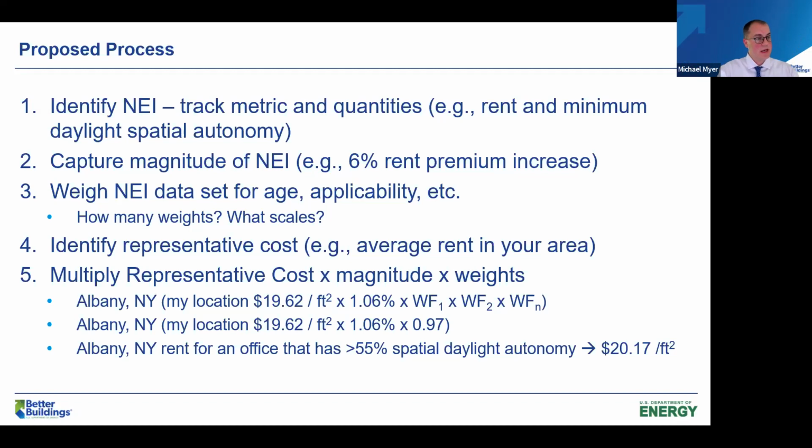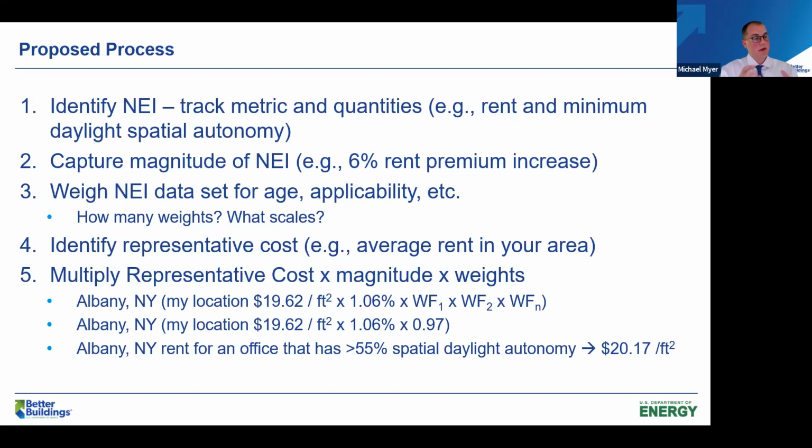So weight the data set based on, from what we heard, you prefer third party, you prefer large occupant or large participant size, and a few other data sets, and we'll build that into our process there. Once you've weighted it, you then identify a representative cost. So in this case, I live in Albany, New York, so I picked the average rent in my location. And so the average current office rent is $19.62 a square foot. So then I would multiply it by the 1.06, which is my rent increase. And then I showed you these weighting factors, 1, 2, 3, and N. And that's what we're going to hopefully finalize, what these weights actually look like, based on the feedback you just gave us.